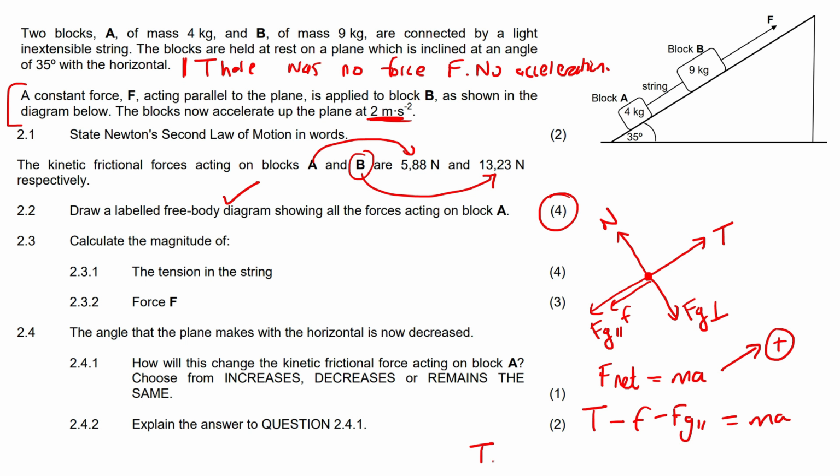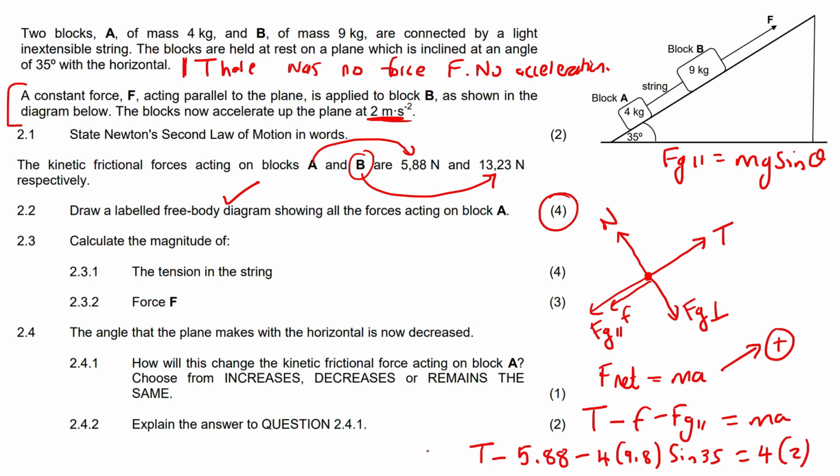And so the tension force we don't know. The friction force for object A is 5.88. Remember, FG parallel is always mg sin theta. So that's going to be the mass times 9.8 times the sin of theta, which is 35, and that's going to be equal to mass times the acceleration, which is 2. Now you know how to get T by itself. If you move everything over, you should get a value for T of 36.36 newtons. You don't need to give any direction. They also just said calculate the magnitude. Now remember, this tension force is the same tension force in the string, so it's the same for block A and the same for block B.